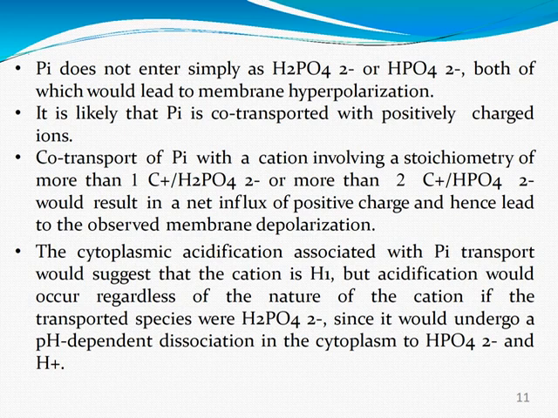Co-transport of ionic phosphorus with a cation involving a stoichiometry of more than one cation or more than two cations would result in a net influx of positive charge and hence lead to the observed membrane depolarization. The cytoplasmic acidification associated with ionic phosphorus transport would suggest that the cation is H+, but acidification would occur regardless of the nature of the cations if the transported species were H2PO4, since it would undergo a pH dependent dissociation in the cytoplasm to H+ and HPO4.